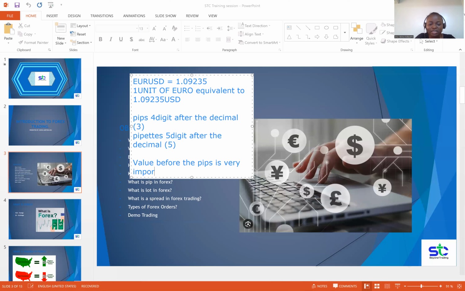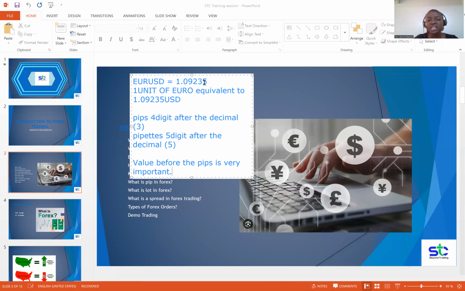Remember, if we say what comes after is just the pipette, which I said you can ignore, any value before the digit of the pip is very important, especially when you're calculating. When we look at more calculation examples, you're going to understand what I mean. But please put this at the back of your mind: every value before the pips is very important.